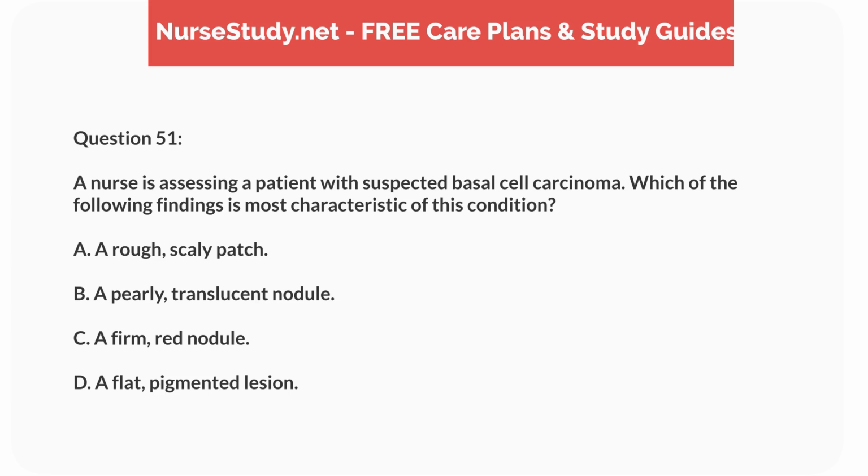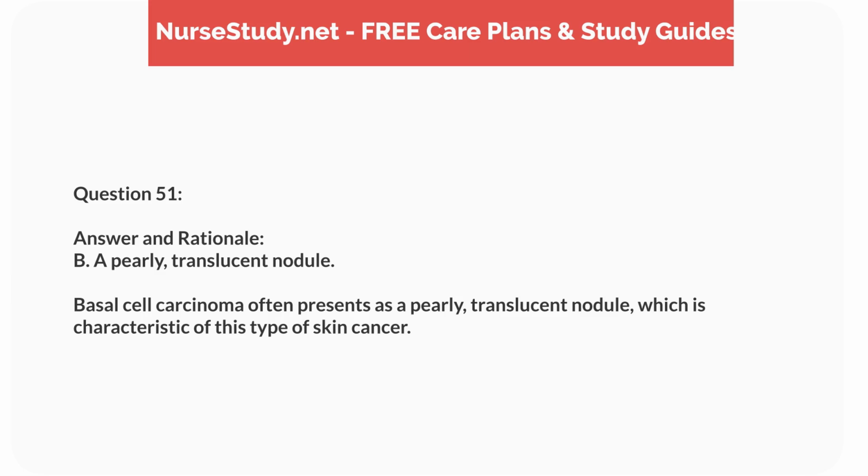Question 51. A nurse is assessing a patient with suspected basal cell carcinoma. Which of the following findings is most characteristic of this condition? A. A rough, scaly patch. B. A pearly, translucent nodule. C. A firm, red nodule. D. A flat, pigmented lesion. Answer and rationale. B. A pearly, translucent nodule. Basal cell carcinoma often presents as a pearly, translucent nodule, which is characteristic of this type of skin cancer.